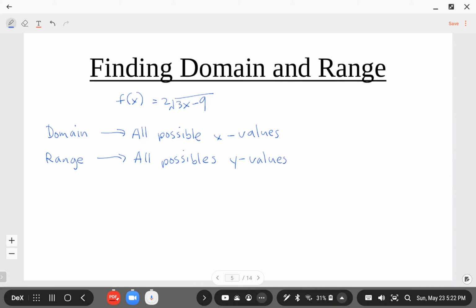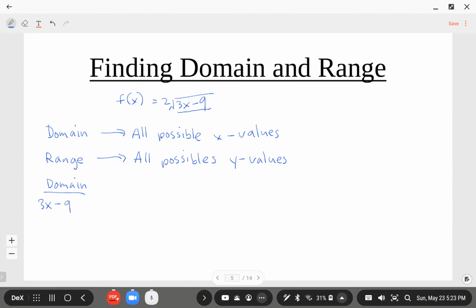All right, so now we know what domain and range are. First of all, we need to look at domain. That's more important, and once we have the domain, we can look at range. So let's go to domain real quick. When we're looking at domain, we look at the stuff inside the square root. So what is that? 3x minus 9. That is the stuff inside the square root.